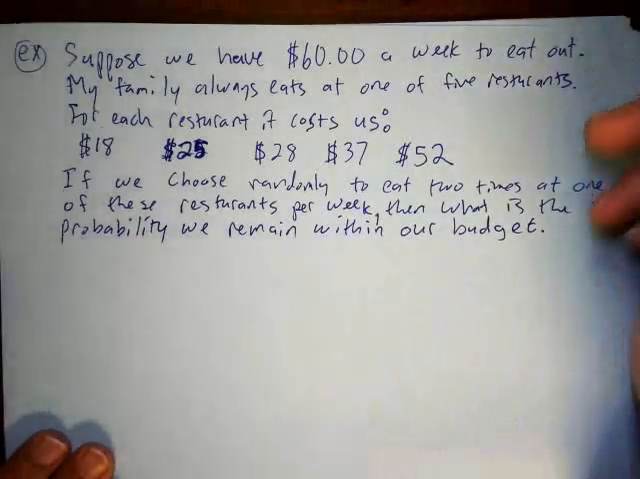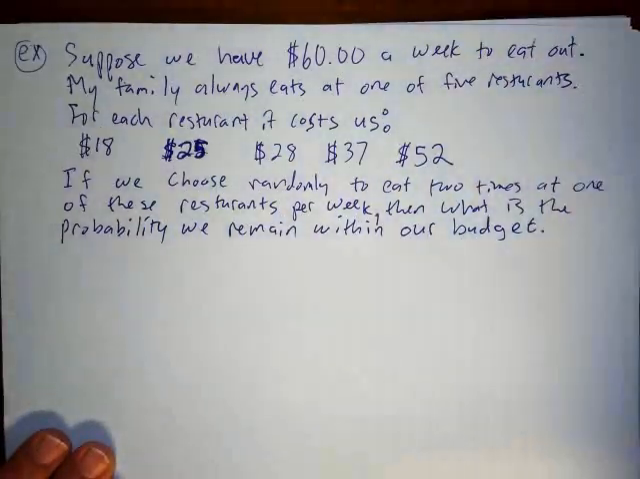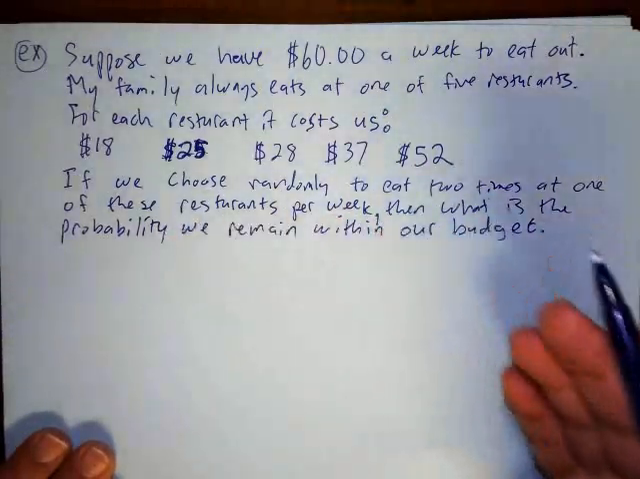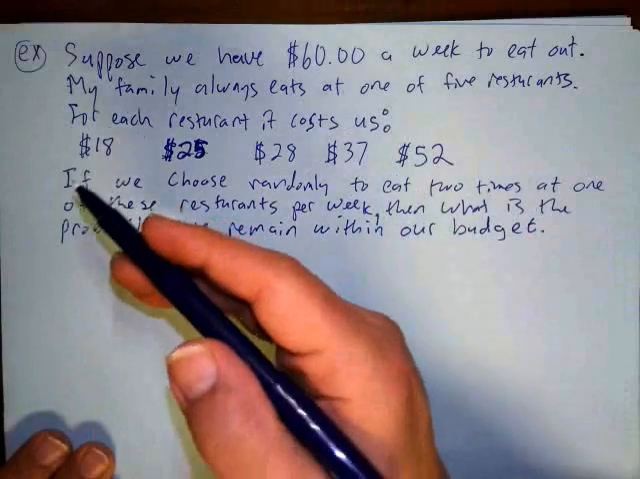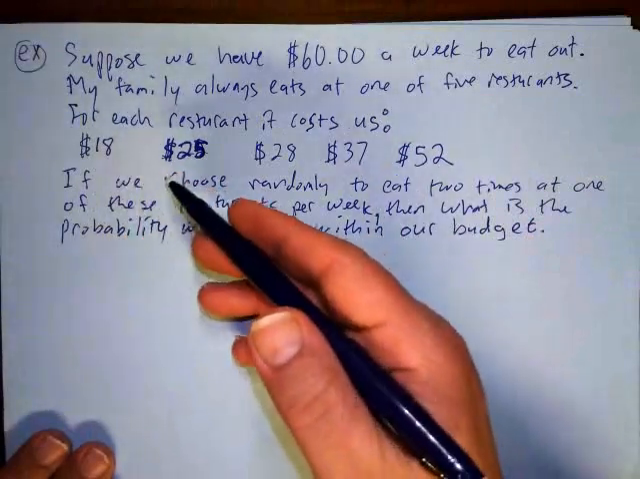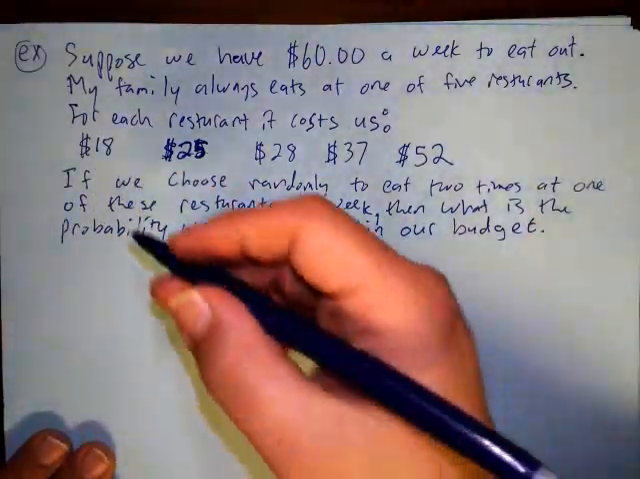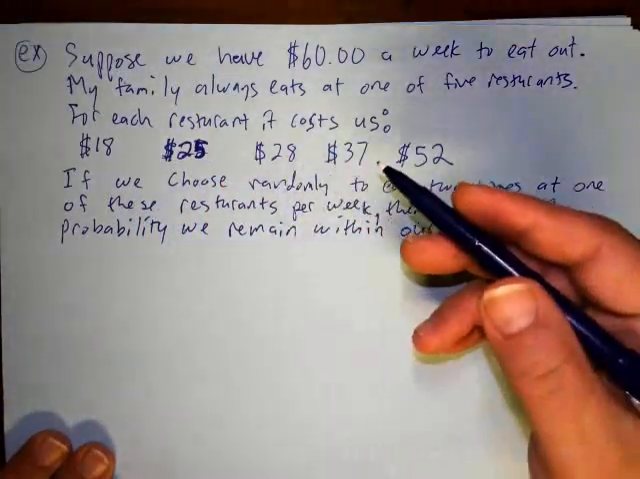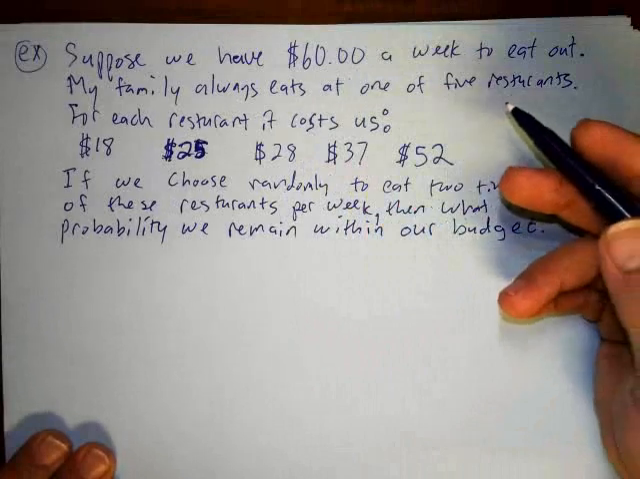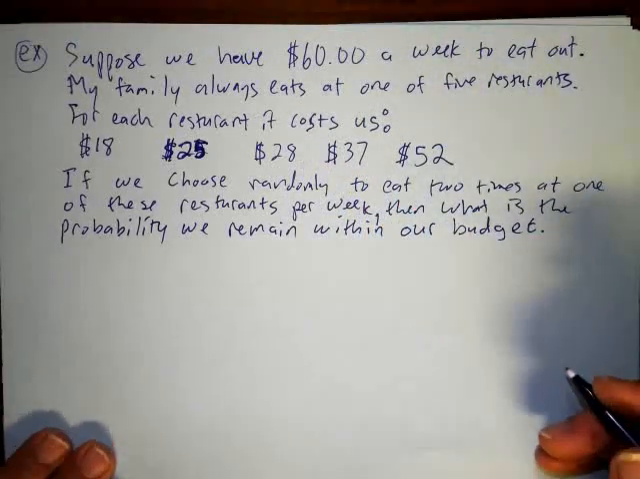Okay, so in this example it says, suppose we have $60 a week in our budget to eat out. This isn't necessarily true, but let's say my family has $60. And we always like to eat out at one of 5 restaurants. And this is the cost here. One of them is kind of cheap, $18. My family has 3 people in it. One costs us 25. One costs us 28. One costs us 37. And then one costs us 52.